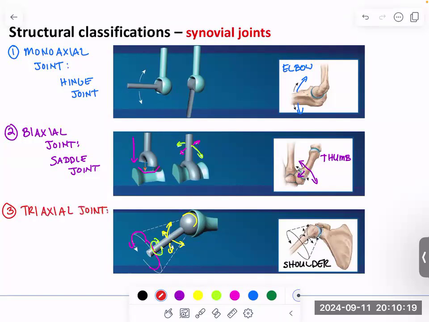And the elbow is a classic ball and socket joint. All of these are synovial. All of these have synovial fluids. Not all of these have bursae. So that's why it's classified as synovial joints, because they all have the synovial fluids for lubrication.